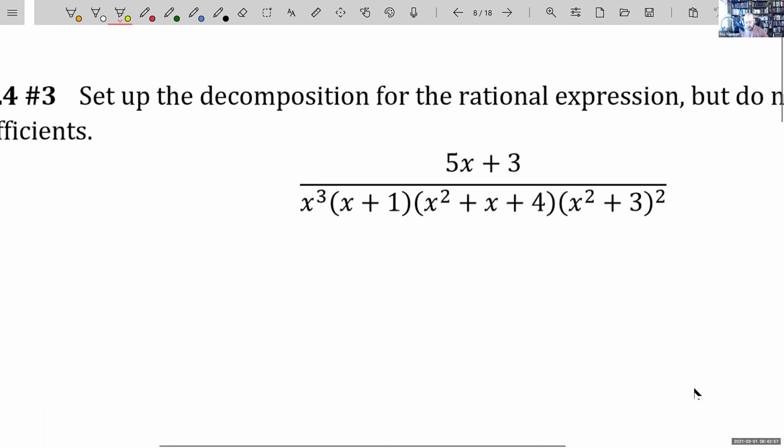Now I'm going to look through and highlight in yellow all the linear factors. There's a linear factor and there's a linear factor. Let me point arrows at them. Linear, linear. And in maybe blue, I'll highlight the irreducible quadratic factors.